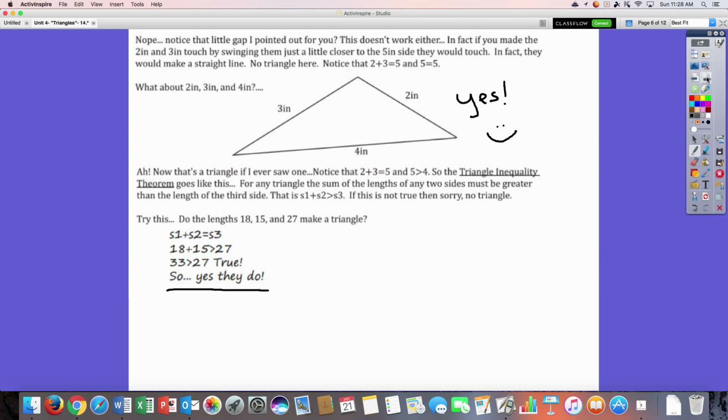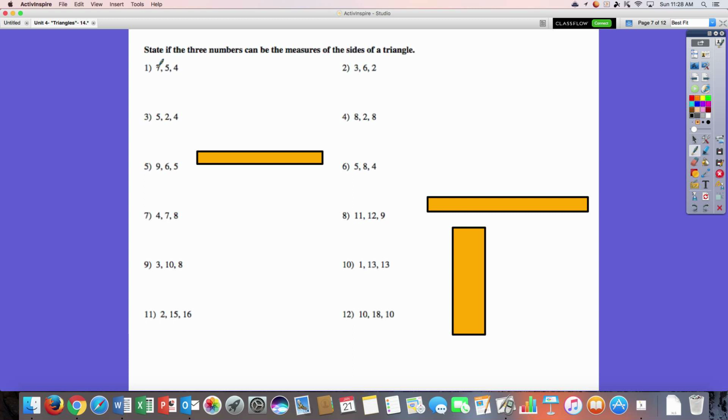Let's try a few together. So this one, 7 plus 5. 7 plus 5 is 12. That's bigger than 4. 5 plus 4 is 9. That's bigger than 7. And 4 plus 7 is 11. That's bigger than 5. So number 1, that's a yes. It is a triangle.